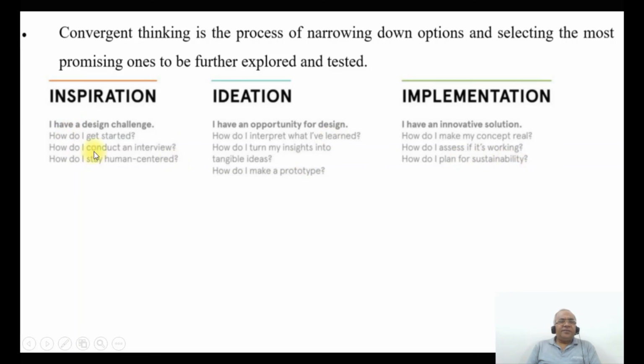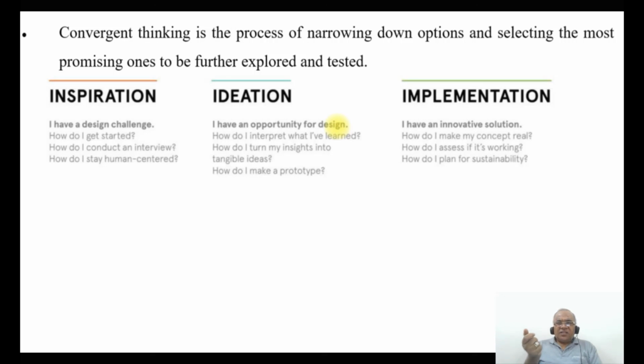Under inspiration, I have a design challenge: how do I get started? This is the problem. Then, how do I conduct an interview? That itself is one of the questions he is talking about. How do I stay human centered? Then ideation: I have an opportunity for design now. That is the title. How do I interpret what I have learned?